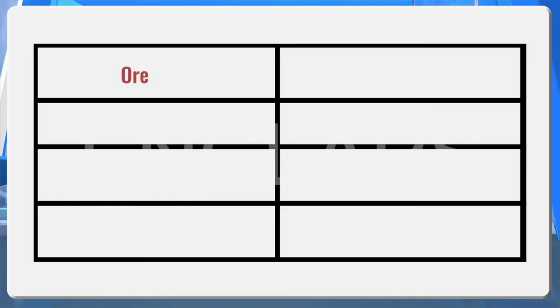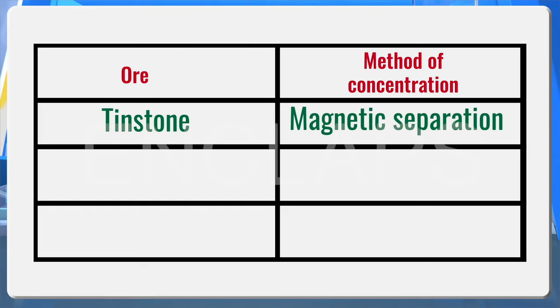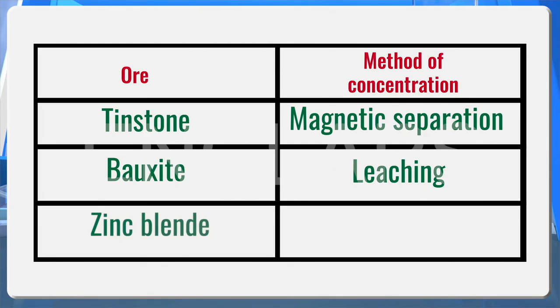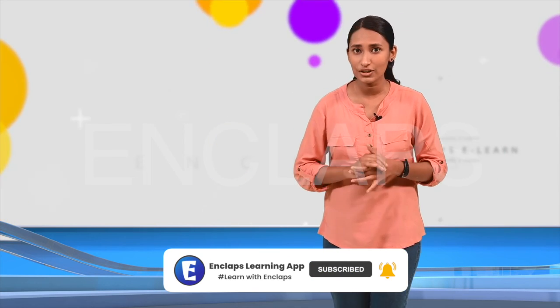Okay, now we can do one more activity. Some ores are given in the table and we have to find out the suitable method of concentration. The first ore is tungsten. It is an ore of tin and the method used for the concentration is magnetic separation. Next example is bauxite. We already discussed that the method used to separate this aluminum ore, bauxite, is leaching. Then the third example is zinc blende. It is an ore of zinc. Since the impurity is denser than the ore, the method used here is froth flotation. So now, do you have a clear idea about the different methods for the concentration of the ores?